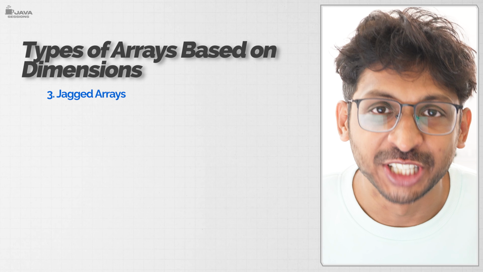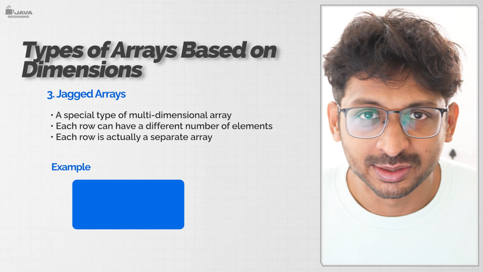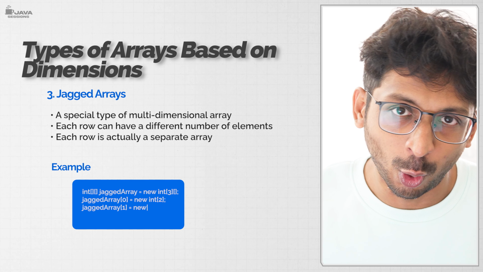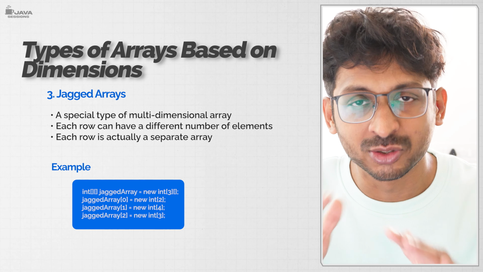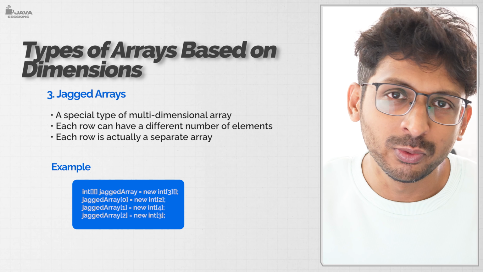The third one is the jagged arrays. This is like an array of arrays. The jagged array is a special type of 2D array where each row can have a different number of columns. So it is not uniform. It is not a complete table structure. Each row can have a separate number of column values.